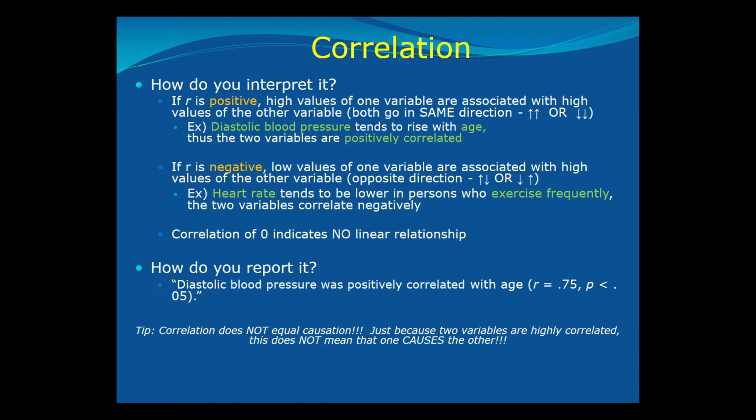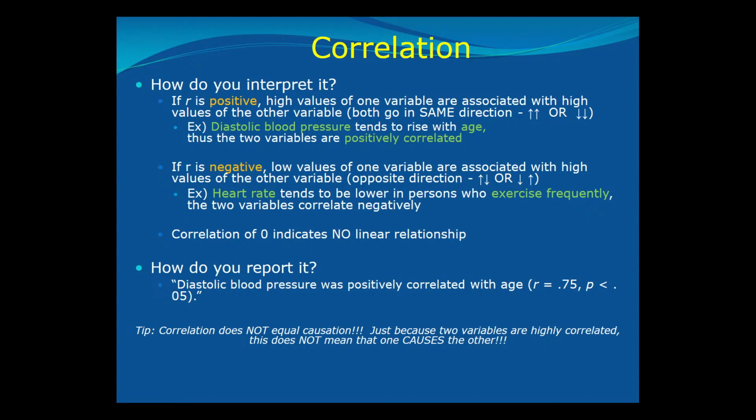If R is negative, low values of one variable are associated with high values of the other variable. So variables go in opposite directions. If one variable increases, the other decreases, or if one decreases, the second one increases. An example of negative correlation is that heart rate tends to be lower in persons who exercise frequently. The two variables correlate negatively. Correlation of 0 indicates no linear relationship.